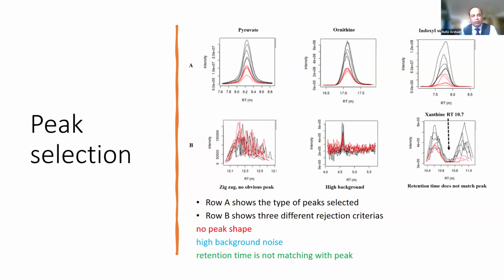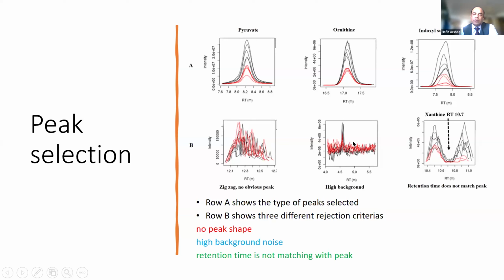And for that purpose, first of all, we need to identify the different types of peaks. As we can see in the upper row A, these are different types of peaks which were selected for further analysis, or these were candidate metabolites or candidate molecules selected in the study for further analyzing. And in row B, these are 3 different types of examples which types of peaks were not selected. Of course, this was no peak shape, a zigzag, or no obvious peak.